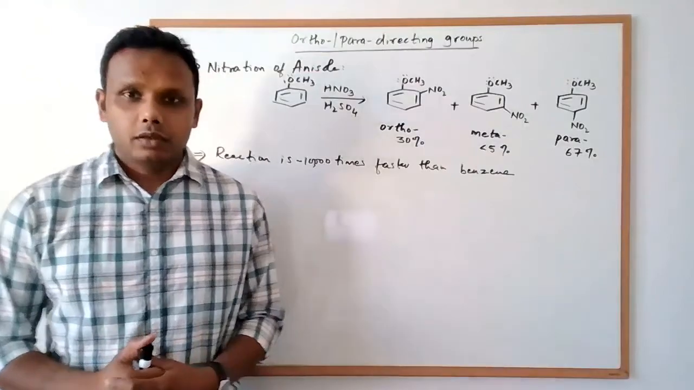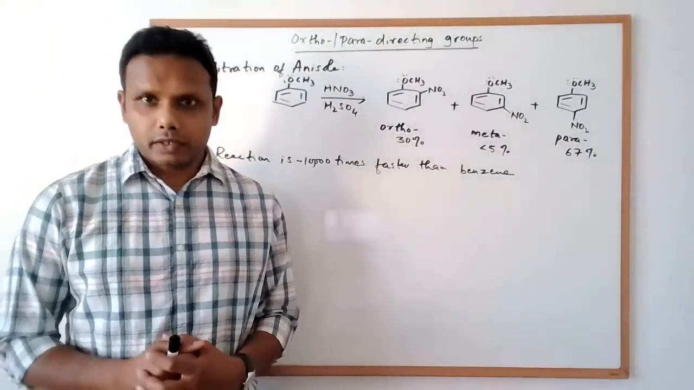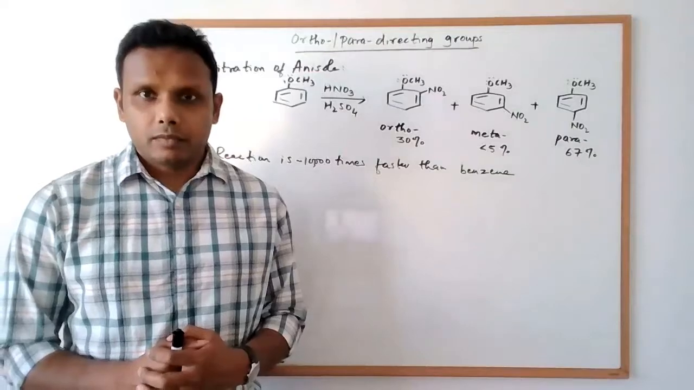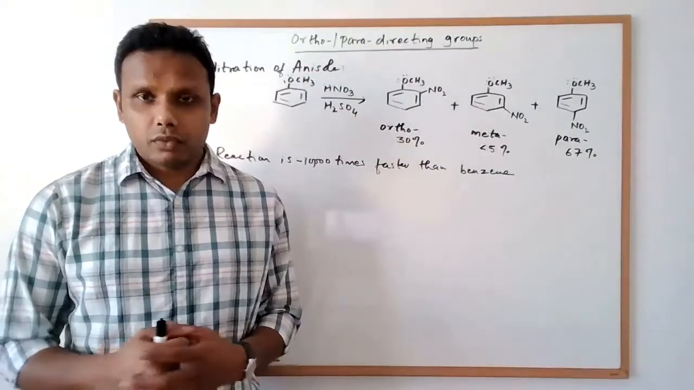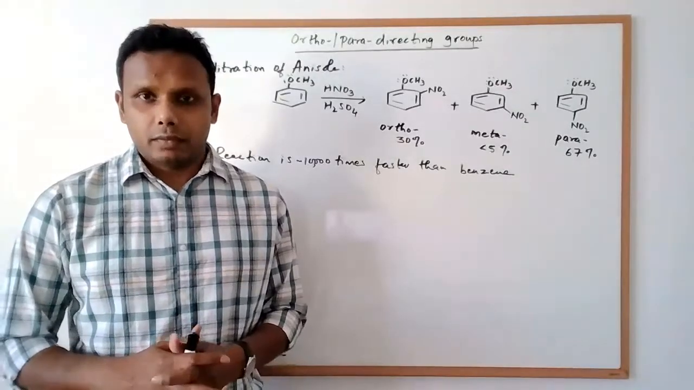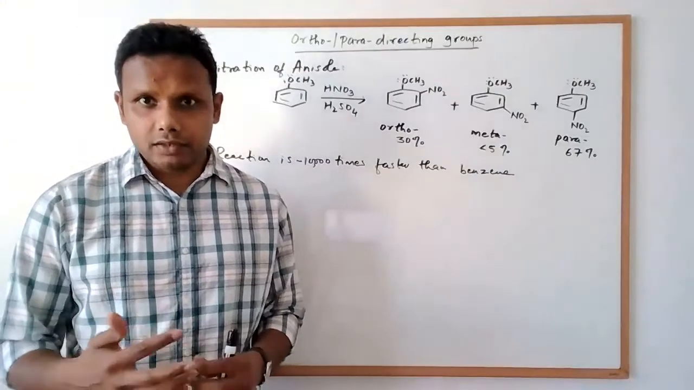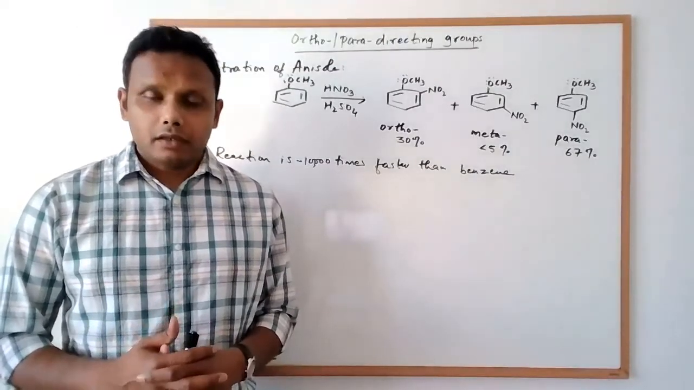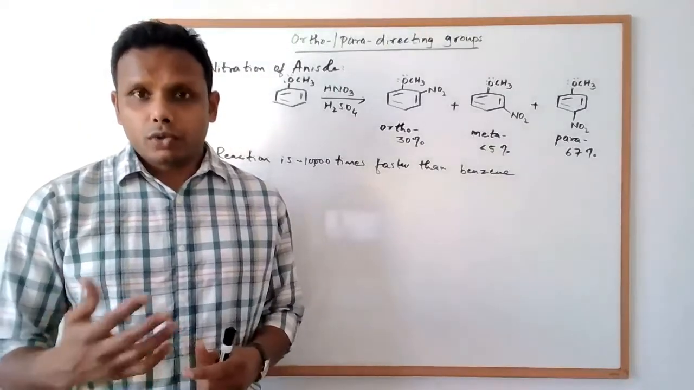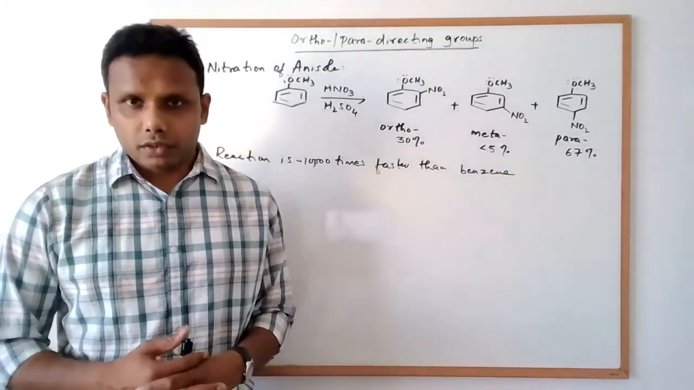Hello everyone, welcome back. In this video, we're going to continue with our discussions on ortho-para directing groups. In the previous video, we looked at the nitration of toluene, and we saw that the methyl group makes toluene an activated aromatic, and toluene undergoes nitration about 25 times faster than benzene. And when we get the products, we see that we make major ortho and para products. And so we call toluene an ortho-para directing group.